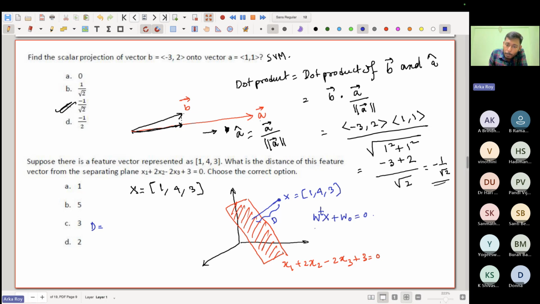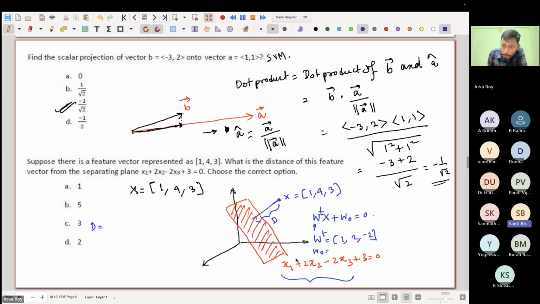So what is this W? This W means the weight values of this particular equation. So I can write this W transpose as 1, 2, -2.